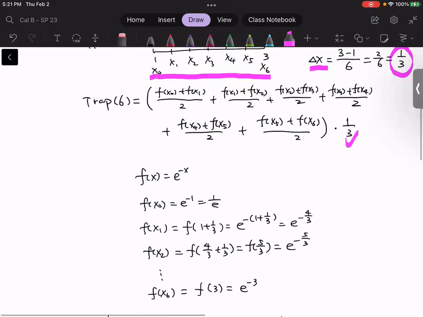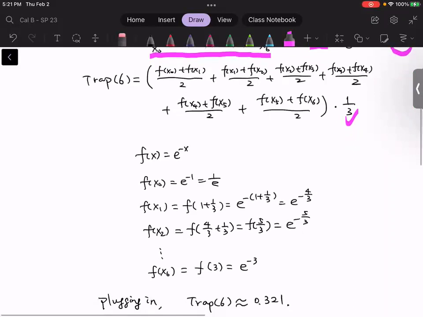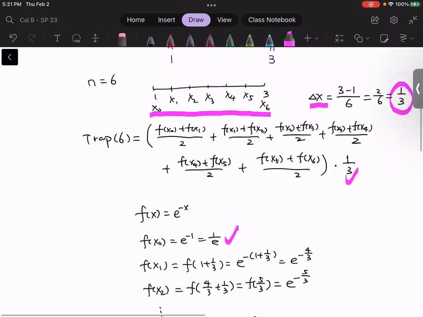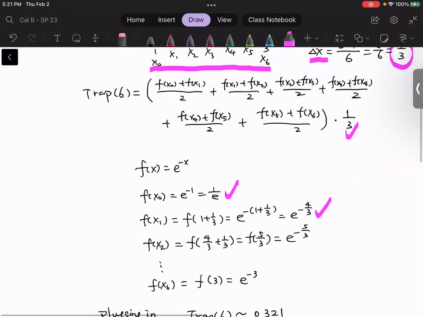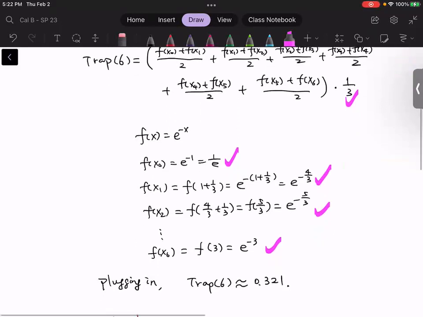We start from the definition, f(x) equal to e to the negative x. Now f(x0) is just 1/e. f(x1), x1 will be the second match point. So the distance between this one and the previous one is always 1/3. All right, so we actually know the value for x1, that will be 4/3. That's why f(x1) will be e to the power of negative 4/3. Continue, we can calculate f(x2) and also f(x6). We can calculate all of these and plug in. Hopefully, there will not be too crazy calculations. Notice that we can still utilize the calculators for this homework.